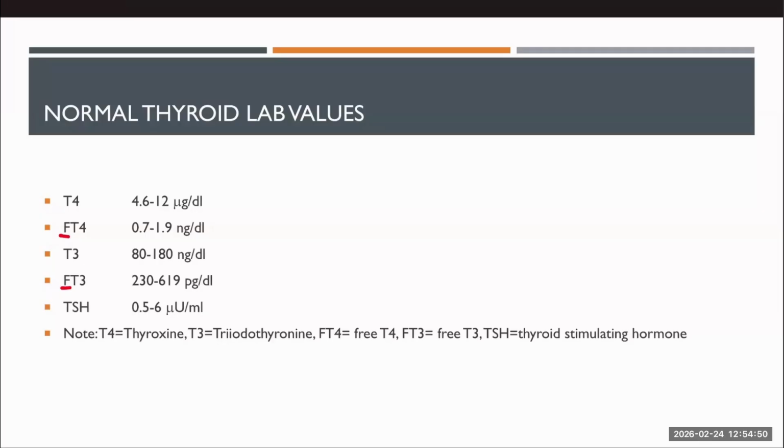Why is knowing the free levels important as well? It's what's available to be used. If it's bound to the protein, the thyroid hormone is inactive. It doesn't do anything. So when we look at the T4 levels, we're looking at all of it. We don't know how much is bound. So by getting the free levels, we know how much is actually free around to have an effect on the body.